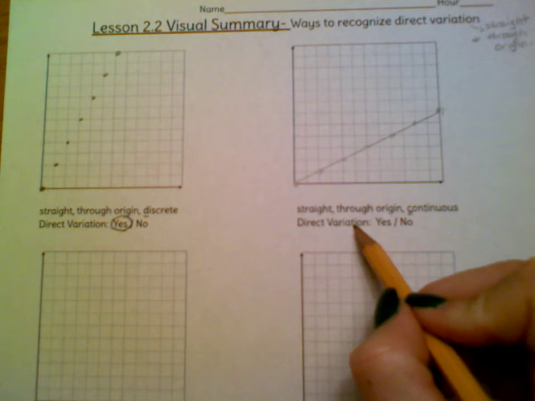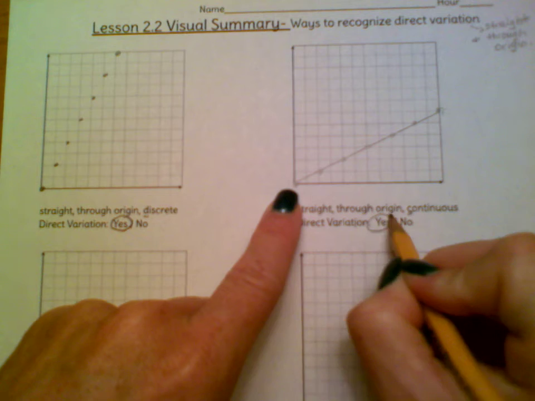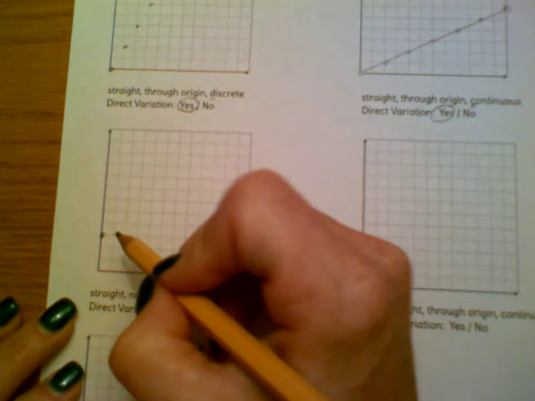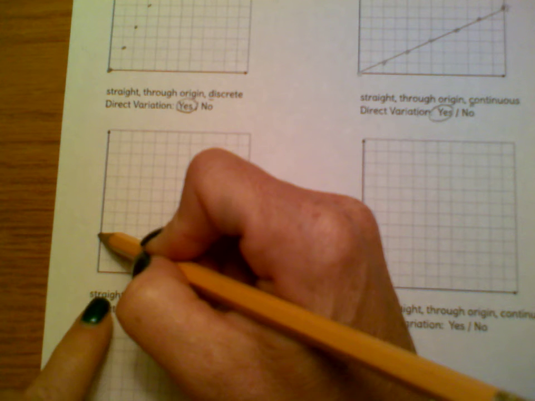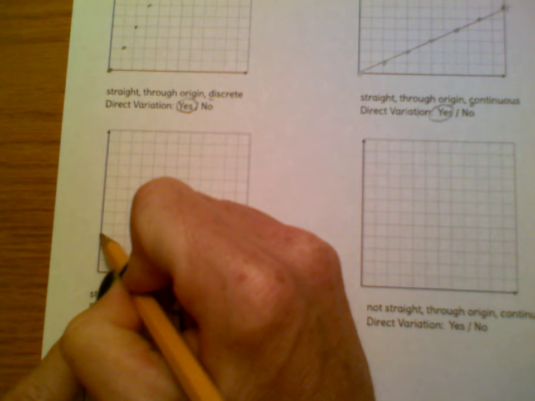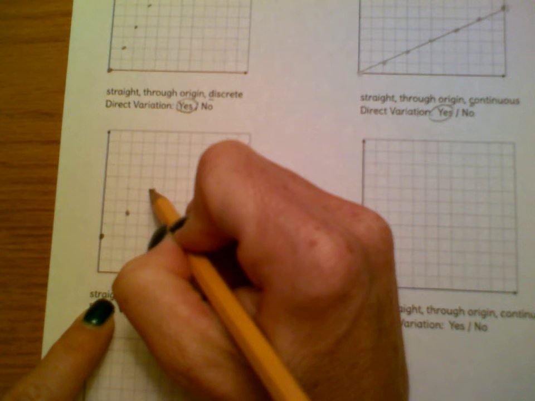So is this an example of direct variation? Is it straight? Yes. Does it go through the origin? Yes. So it is direct variation. Next one. We want it to be straight, but not through the origin. Maybe I'll start it here. So if I want it not through the origin, but straight, maybe this time I'll go up 2 over 2. So as long as I'm doing the same thing each time, I get the straight.